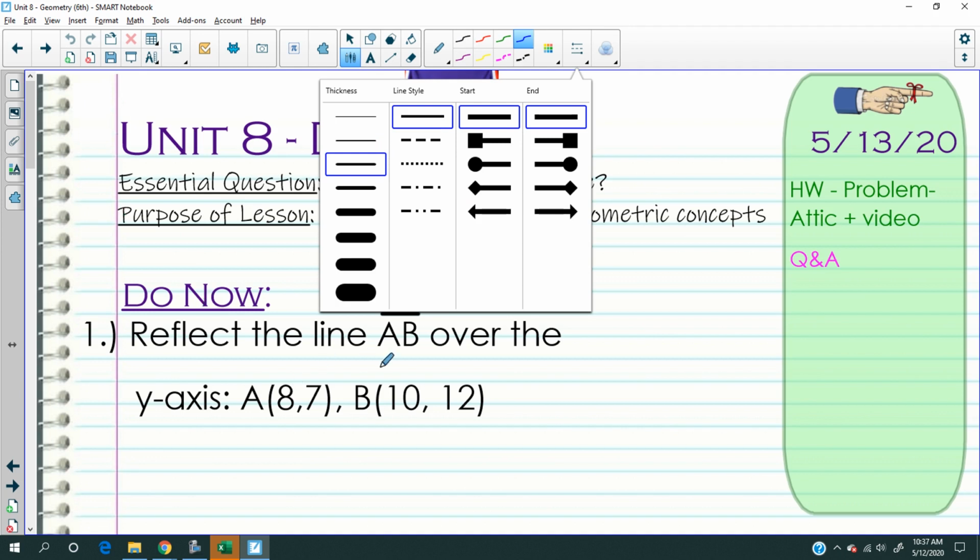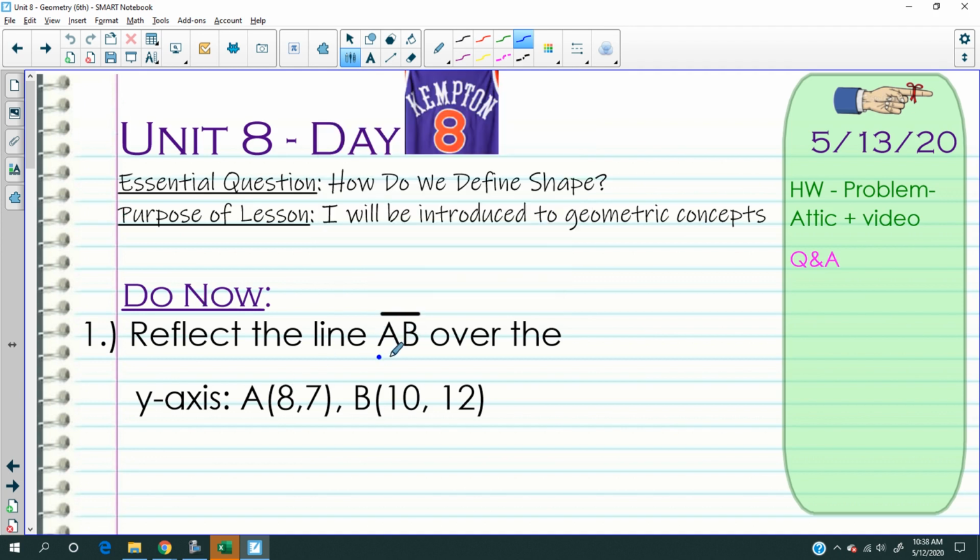So here it says reflect the line, right? Line AB over the y-axis. Now again, you don't need to actually have a graph paper for that. So let's just go ahead and reflect the line, okay? So A is 8, 7. So the question is, what would A prime be?